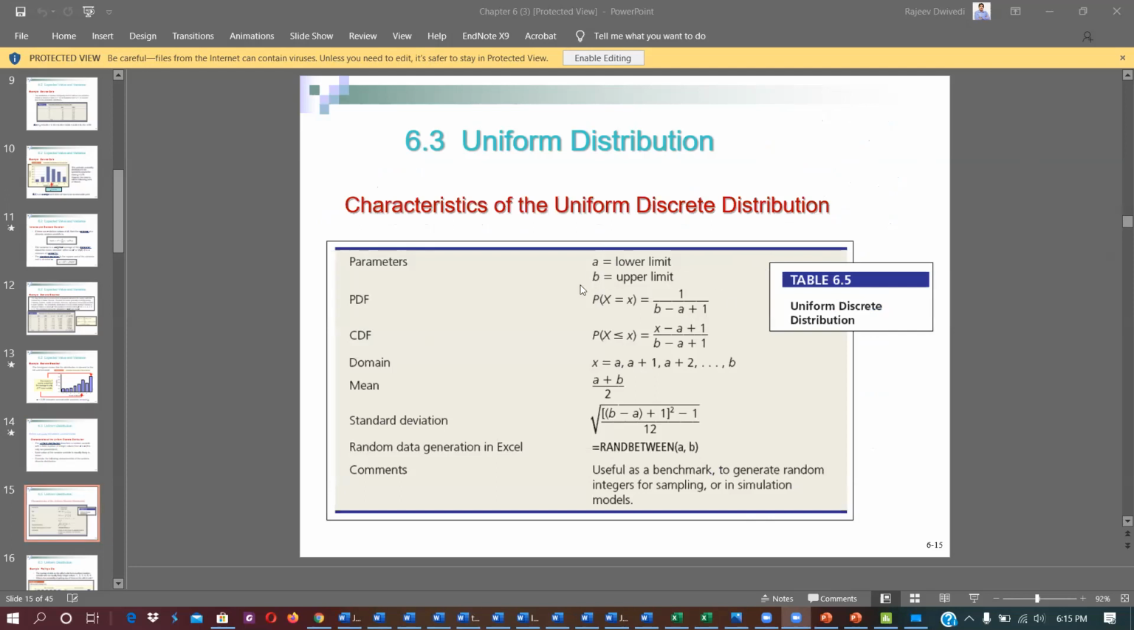A is the lower limit, B is the upper limit. And what is the PDF function here? The CDF function. Mean is (A plus B) divided by 2. Standard deviation is this. So basically there are 4 important parameters, 4 important formulas. Mean and standard deviation we already learned. These are very important concepts. In every distribution, we also remember the PDF and CDF.